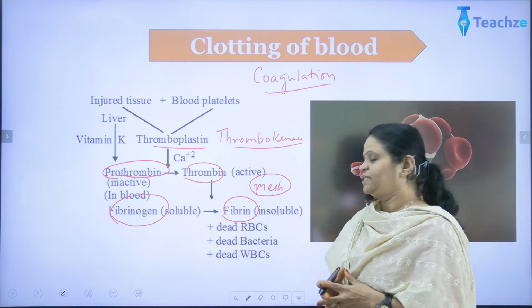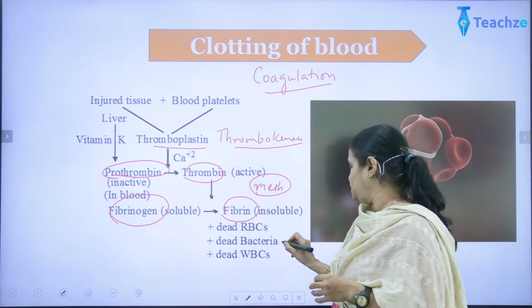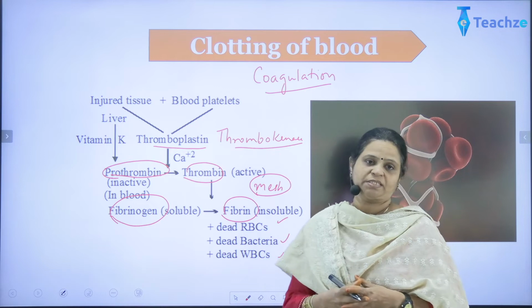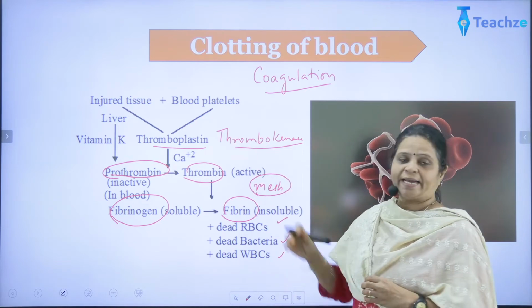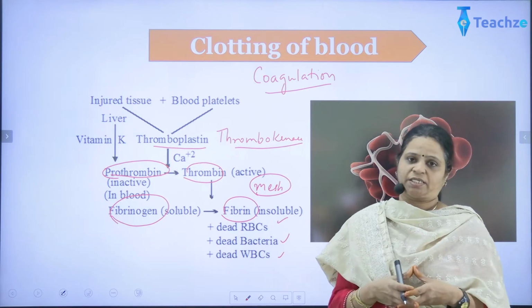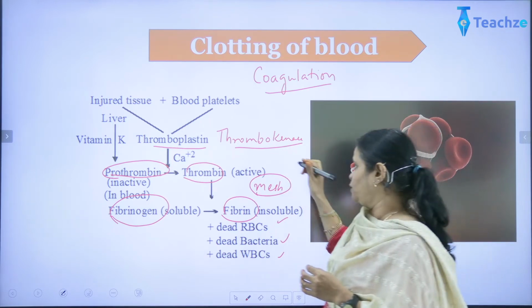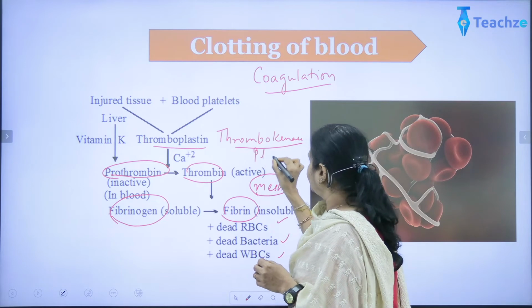You also have the dead RBCs, the dead bacteria and the dead WBCs. Now, the initial part, where we said the process should start, the initiation of that process, will be called a platelet plug.